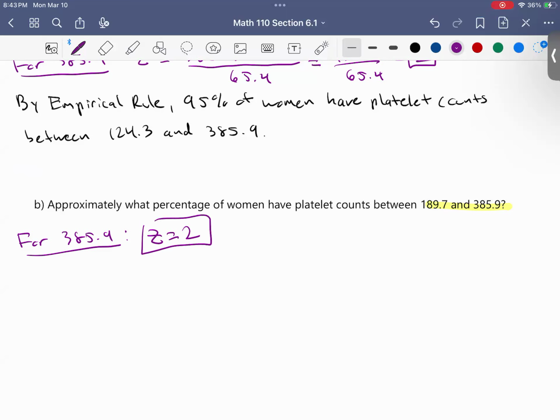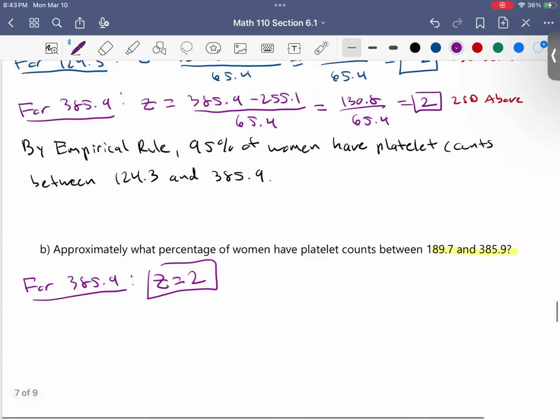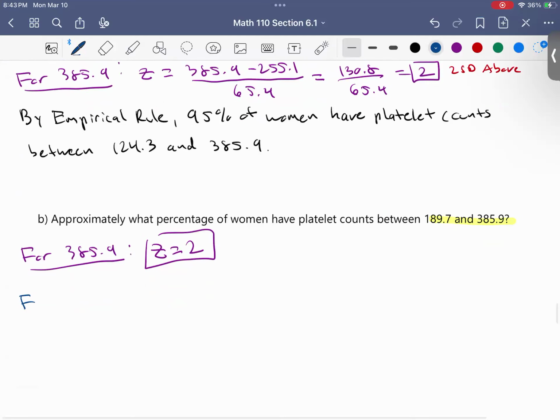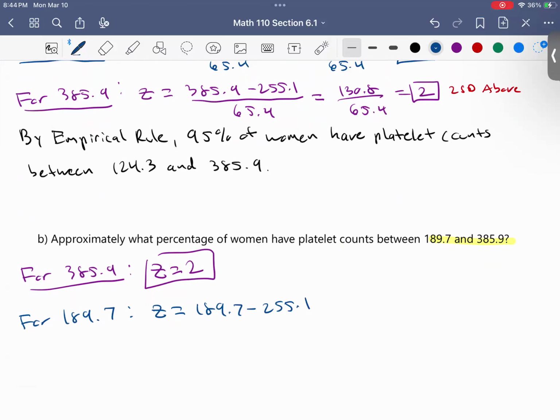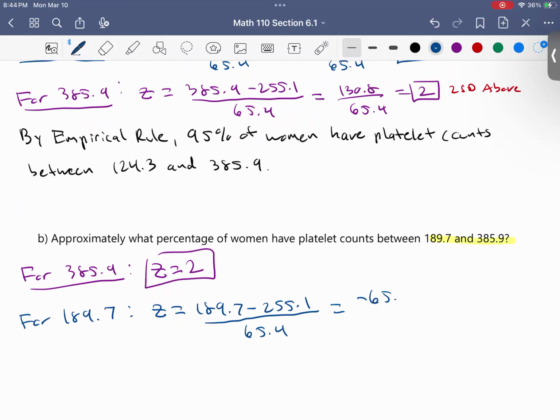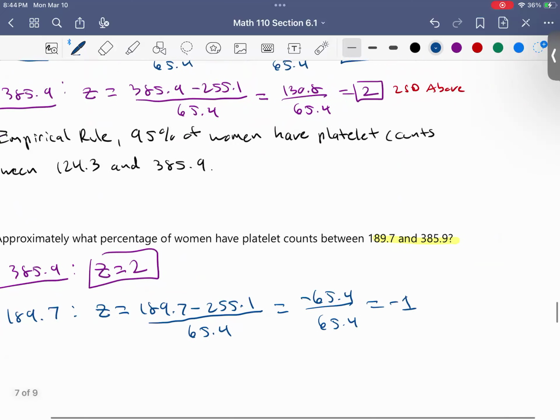Now let's go ahead and calculate 189.7. So z equals 189.7 minus 255.1 all over 65.4. And that gives us negative 65.4 over 65.4, which is just negative 1. So we have a z-score of negative 1.